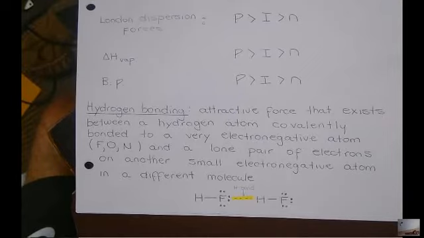Well, fluorine, oxygen, and nitrogen all have lone pairs of electrons. Nitrogen has 1 extra pair, 1 lone pair, it's got 2 dots on it. Oxygen has 2 lone pairs, and fluorine has 3 lone pairs. So here's the example of the hydrogen bond that would exist between hydrogen fluoride molecules.